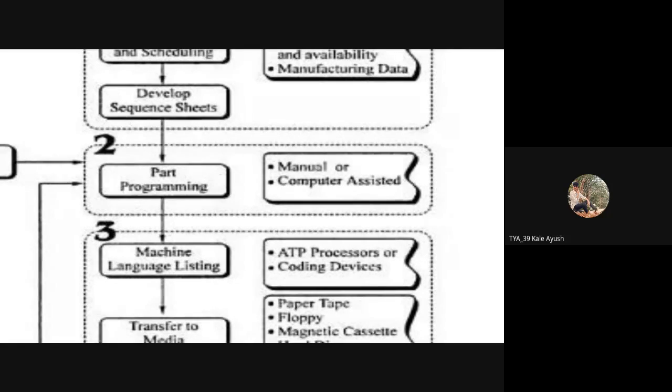The third step is the machine language preparation. Machine language listing, APT processor or the coding devices, to convert the program language into machine language. This is the machine language coding system.